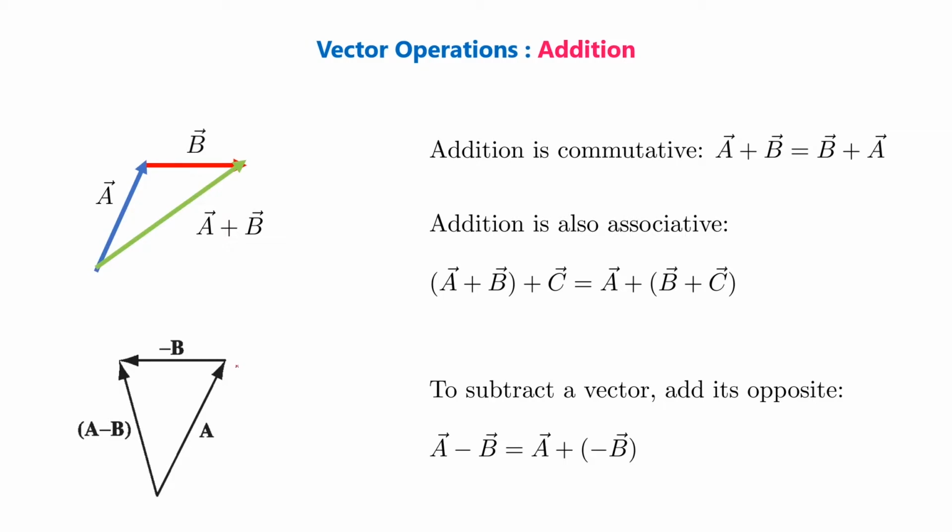Let's now discuss the subtraction, vector A minus vector B. So this is vector A and this is vector B. To subtract vector B from vector A, we reverse the direction of B. So this is the new direction of B and this vector is now indicated by minus B. To find the subtraction, we add vector A and the negative of vector B, so that what we get is vector A minus vector B.